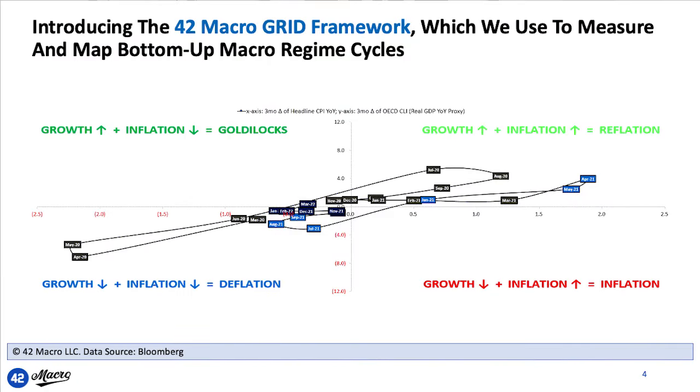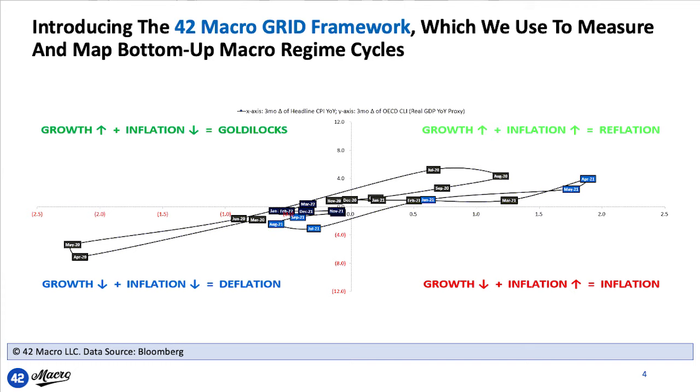So here on slide 4, just a reminder, this is our grid framework. This is what we use to measure and map bottom up macro regime cycles. There's 4 distinct cycles. If you go back to this sort of Dalio tree, you can have growth accelerating and inflation decelerating, that's Goldilocks. You can have growth accelerating and inflation accelerating at the same time, that's reflation. You can have growth decelerating and inflation accelerating at the same time.